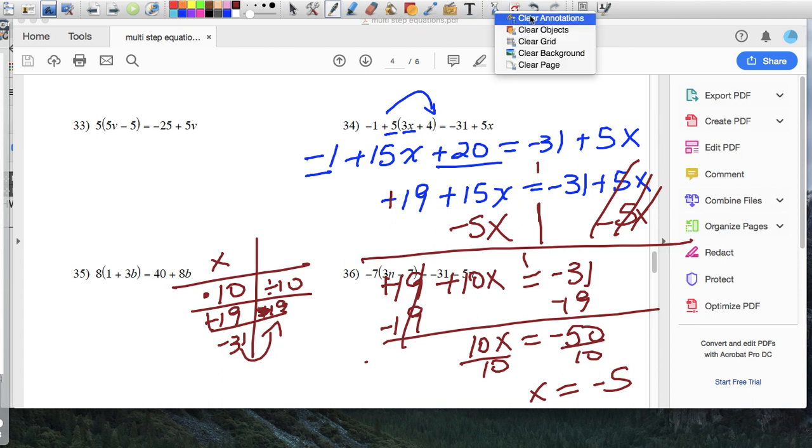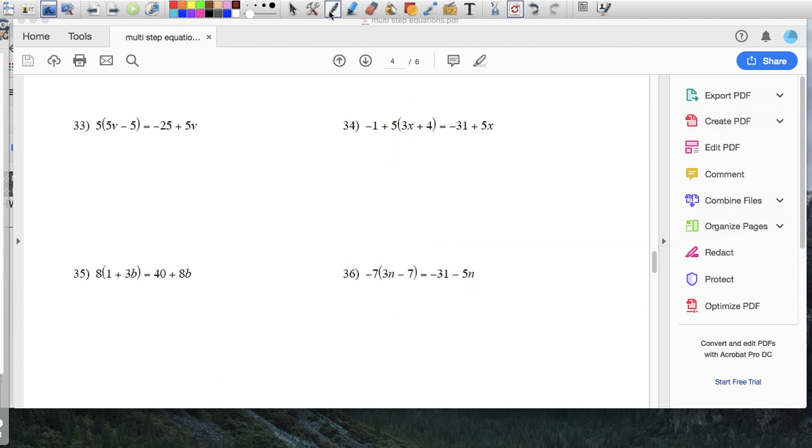So substitute. So x equals negative 5, if I were to substitute, it would be here, right? So it's negative 1 plus 5, 3 times, oh gee, I forgot what the answer was, negative 5, right? 3 times negative 5 plus 4 equals negative 31 plus 5 times negative 5, sorry. I hope.